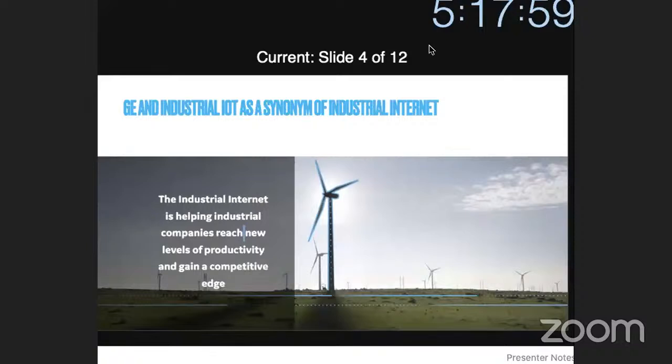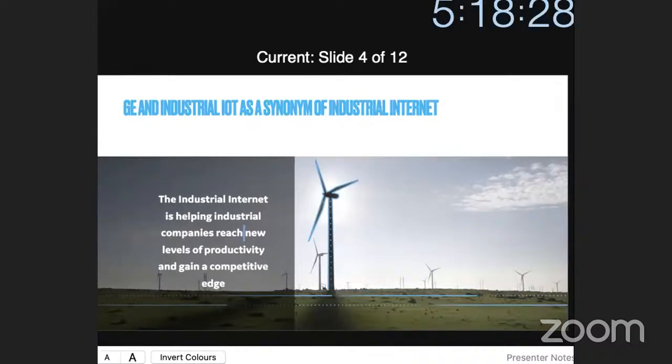Because tomorrow, if you have this kind of knowledge, it's not necessary that you have to go to GE only and talk about Predix. The Predix operating system for industrial IoT is developed by them, but it is a system which they share with everyone. I will not say it is entirely open source, but they are sharing with everyone. They don't have any copyright on that.